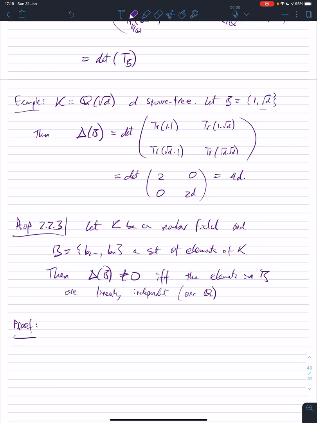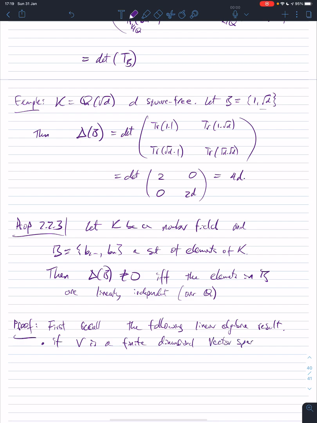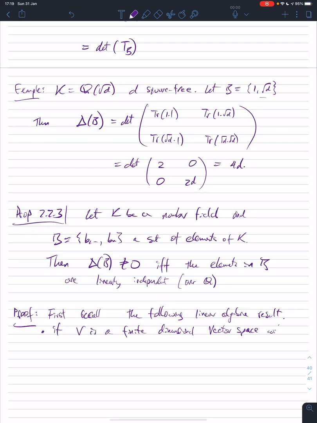Proof. Let's start by recalling a standard result from linear algebra, which you would have seen at least in some form. It is the following: if V is a finite dimensional vector space with some basis B1, and so on, and we have a bilinear form.